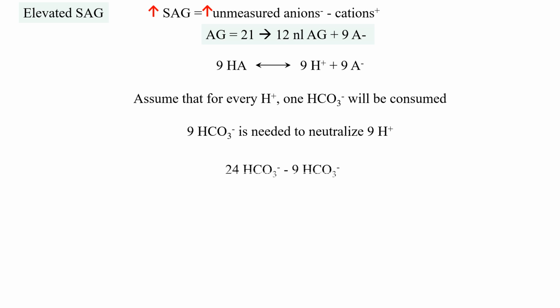Normally, we have 24 bicarbonate. Now, if we use up 9 bicarbonate to neutralize 9 acids, we will have 24 minus 9, or 15 bicarbonate left. Basically, based on the 9 acids that we have deduced from the 9 anions that we picked up from the increased anion gap, we can calculate our expected serum bicarbonate.